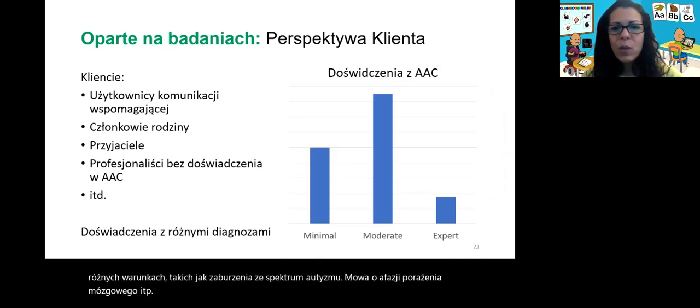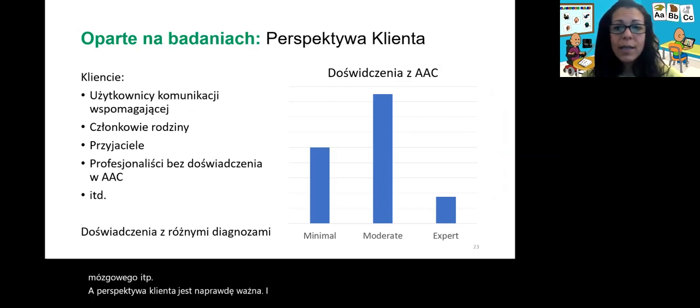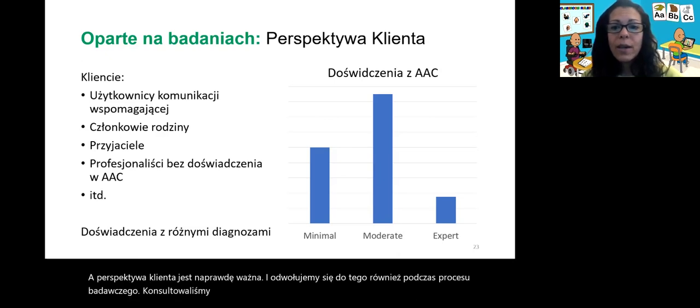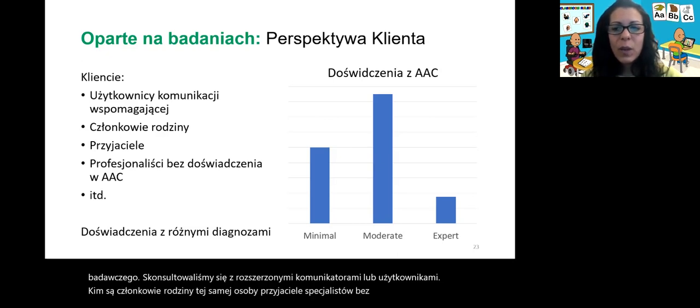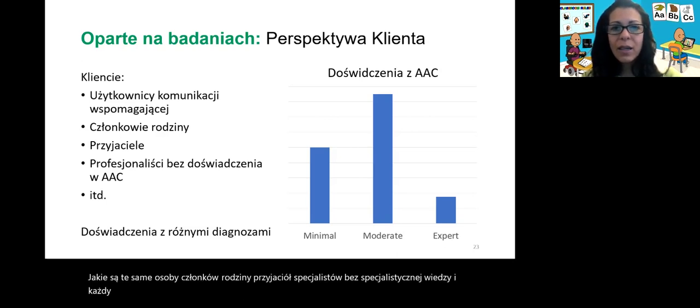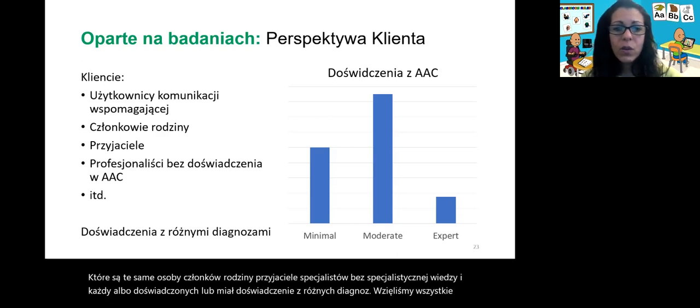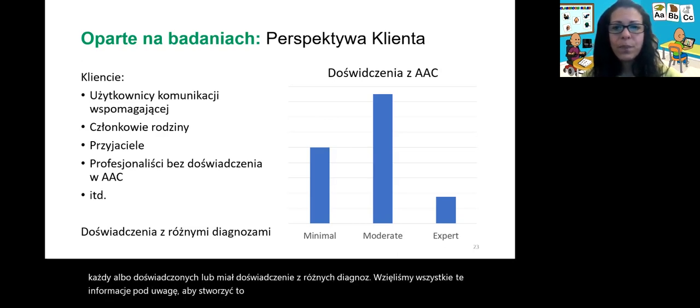And the client perspective is really important, and we referenced that as well during the research process. We consulted with augmented communicators or users, which are the same person, family members, friends, professionals without specific expertise, and each either experienced or had experience with varying diagnoses. So we took all of this information into account to create what we thought was a tool that would be very useful for symbol users in particular.